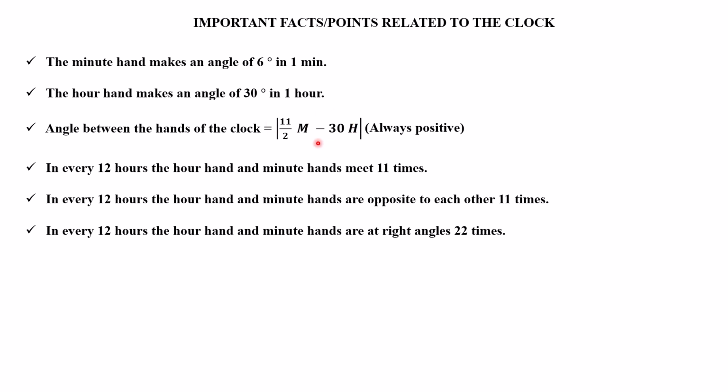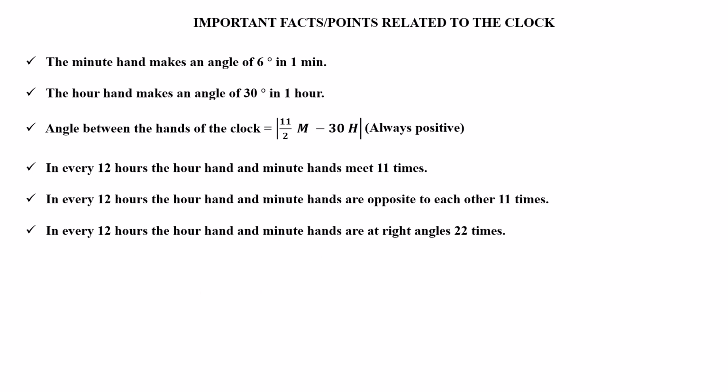So either you use this method or the method which I have told just now for solving the question, you can use that also. Next, in every 12 hours, the hour hand and minute hand meet 11 times. Just now I have shown the diagram also. In the same way, in every 12 hours, the hour hand and minute hand are opposite to each other 11 times. And in every 12 hours, the hour hand and minute hand are at right angle 22 times. Okay, so these are some of the facts about the clock.